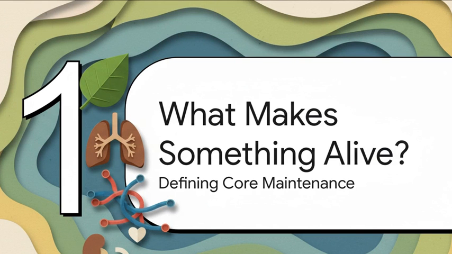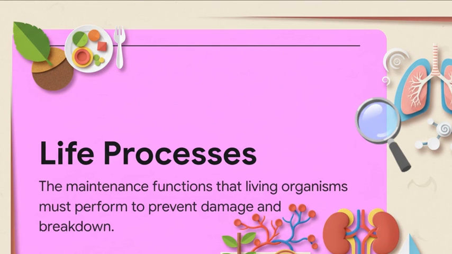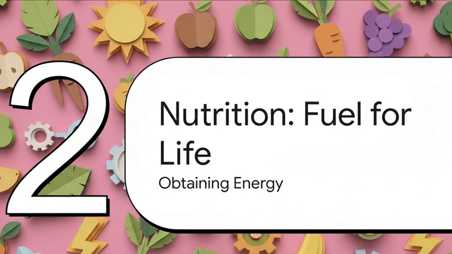First things first, what actually is it that makes something alive? Let's get a solid definition for these core maintenance jobs we're calling life processes. Okay, so think of it this way. Life processes are basically the non-negotiable jobs an organism has to do just to keep from falling apart. Even when you're fast asleep, your body is working overtime to survive. This involves 4 main things: getting fuel, getting the energy out of that fuel, moving everything around, and finally, taking out the trash.